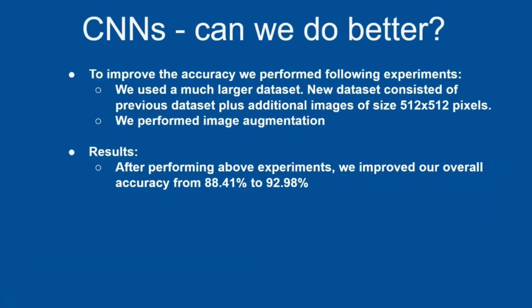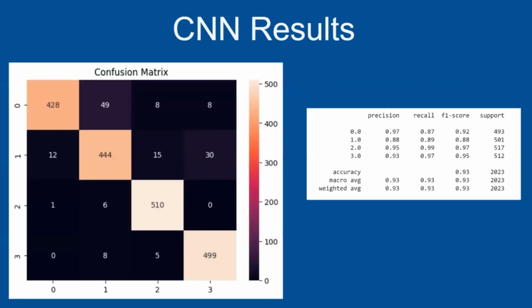So can we do better? To improve the accuracy, we performed the following experiments. First of all, we used a much larger dataset available. So the new dataset consisted of the previous dataset plus additional images of size 512 cross 512 pixels. The second experiment which we did was image augmentation. And surprisingly, the results improved. So after performing these experiments, we improved our overall accuracy from 88.41% to around 93%. This is the confusion matrix and the precision, recall and F1 score for each of the classes.